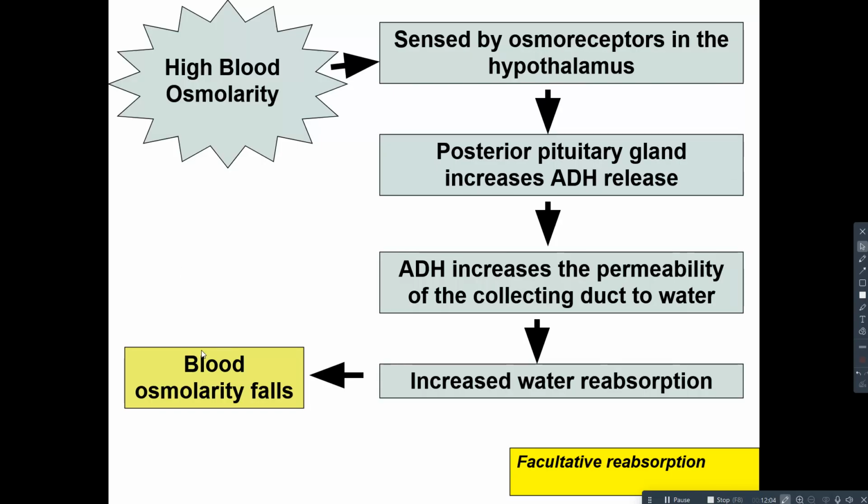So this is negative feedback in action. This is homeostasis in action. And this is a great example of facultative reabsorption. And basically the word facultative is different from the word obligatory. In obligatory, you had to do something. If something is facultative, it's in response to circumstances. You need to do it because of the current situation.